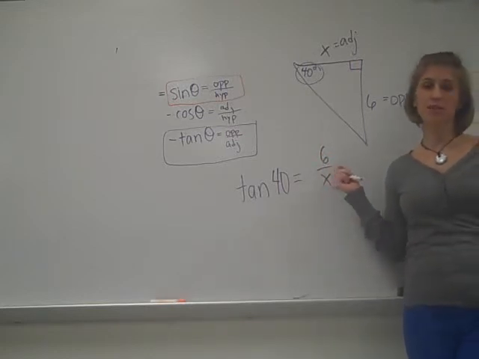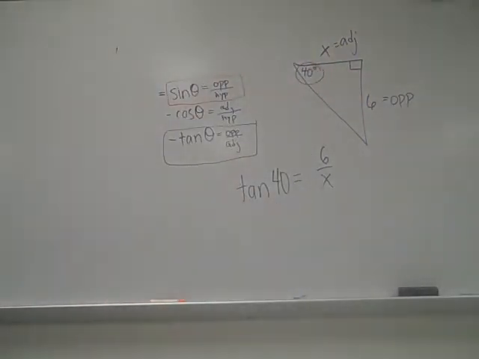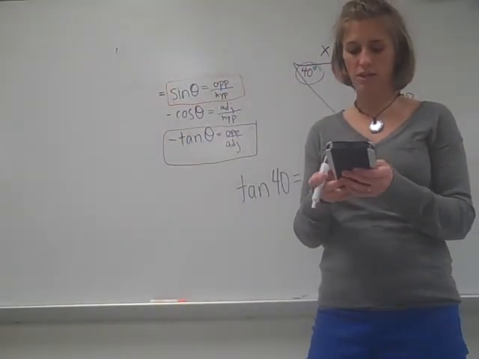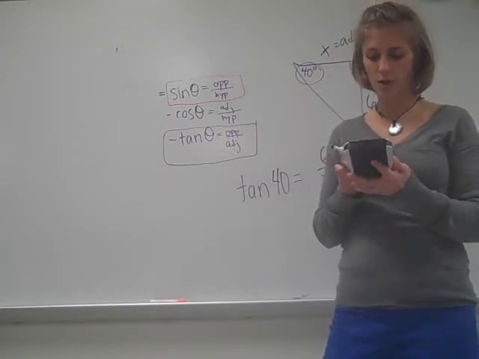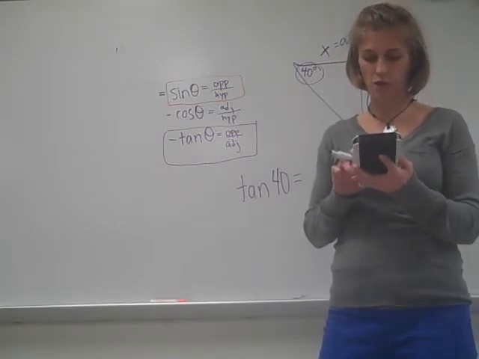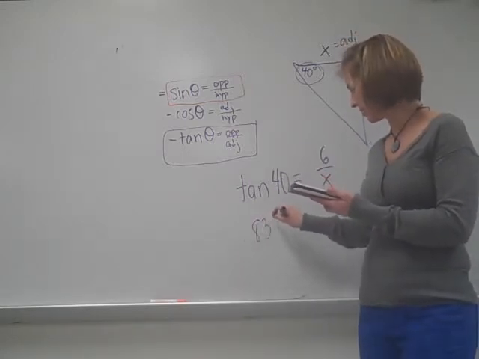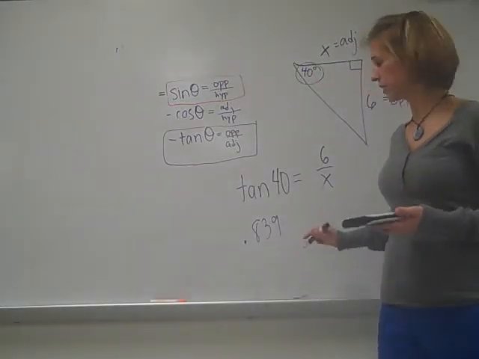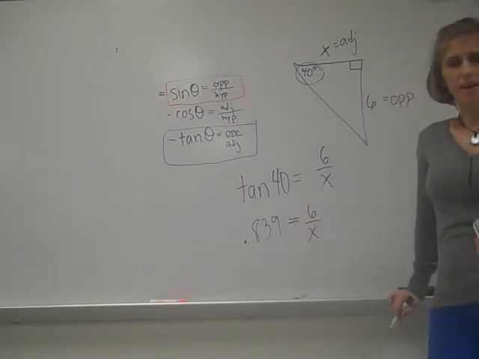Once you get the equation, you've got to get your calculator. I don't know the tangent of 40. When you have your calculator, you need to make sure you're in degree mode. If you're not, feel free to ask. So I put in my calculator tangent of 40, and I get 0.839. It keeps going. Give yourself 3 decimal places. And now we have to solve that.